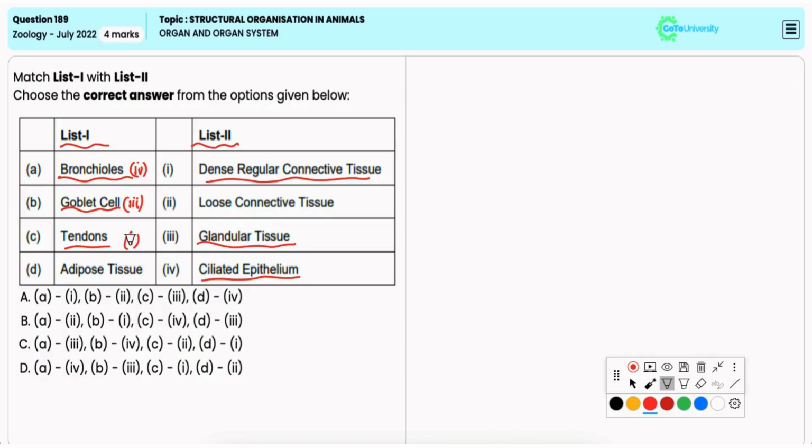Now, adipose tissue is a special type of loose connective tissue located mainly beneath the skin, and the cells of these tissues are specialized to store fats. Thus, D matches with 2. Hence, the correct answer is option D.